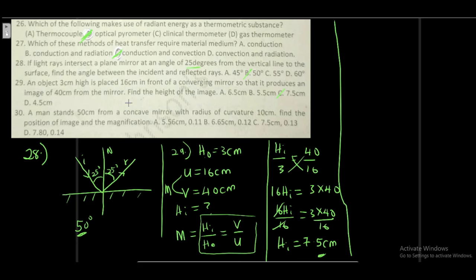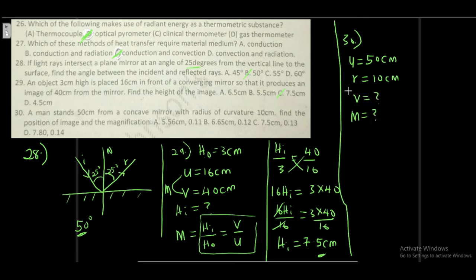Now moving on, question 30. Question 30 here says, a man stands 50 cm from a concave mirror. So the man is the object from the mirror, so we have object distance to be 50 cm, with radius of curvature 10 cm. You have radius of curvature of the mirror to be 10 cm. They say find the position of the image and magnification. So we are looking for image distance and then also the magnification.